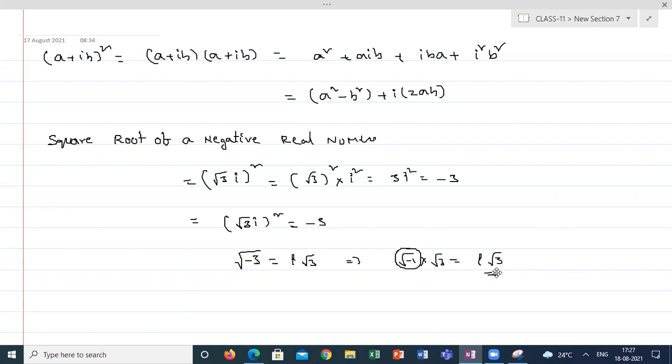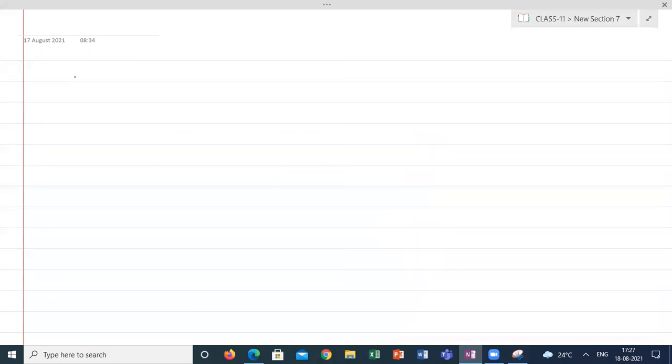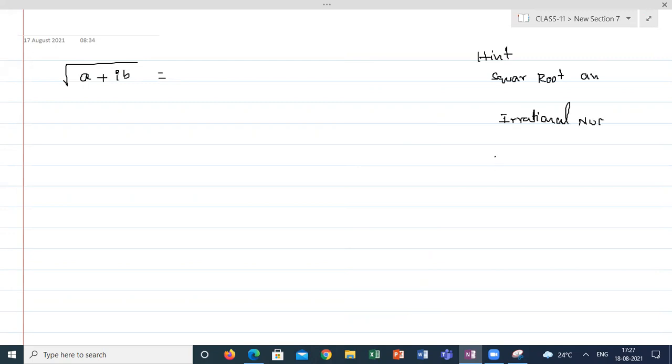Now, with the help of our earlier classes, how do we calculate the square root of a complex number? Suppose I am giving a plus ib under the root, how do we calculate it? The hint is how you calculated the square root of an irrational number in grade 7 or 8. If I give 2 plus root 3 under the root, how will you calculate?